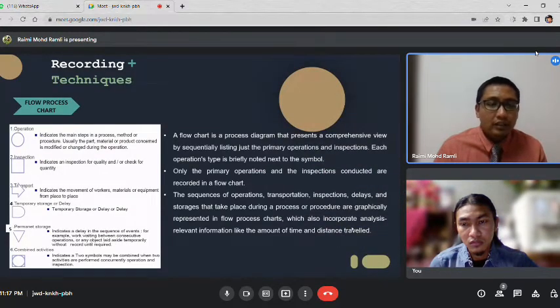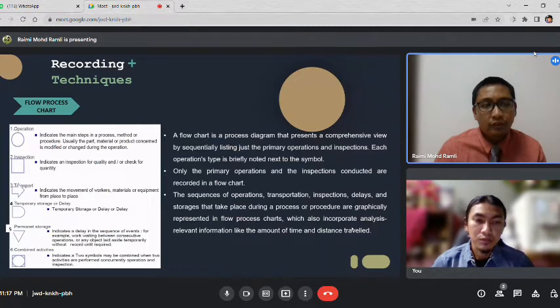This is a recording technique. The process is called the flow process chart. The flow process chart is divided into six steps. The first step is operation. The second step is inspection. The third step is transportation. The fourth step is temporary storage or delay. The fifth step is permanent storage. The sixth step is combined activity.